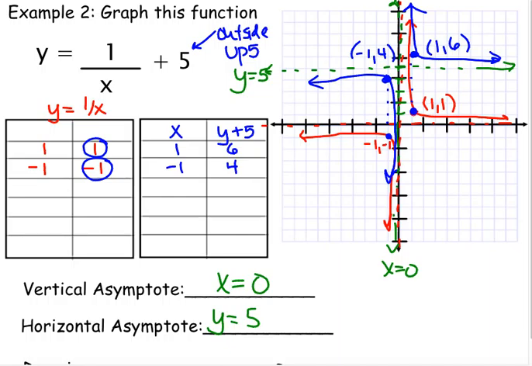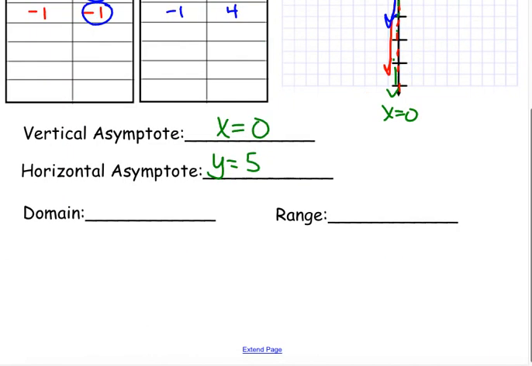All right, domain and range. Again, go with your asymptotes. So since my vertical asymptote is at x equals 0, then my domain is all real numbers except for x cannot be 0. And then our range goes with our horizontal asymptote. Since our horizontal asymptote has been moved up 5 units, the range is y cannot be 5.